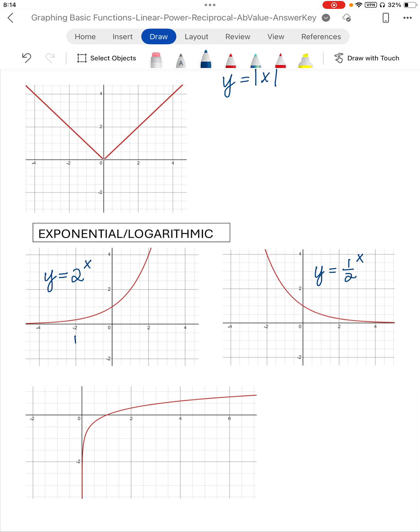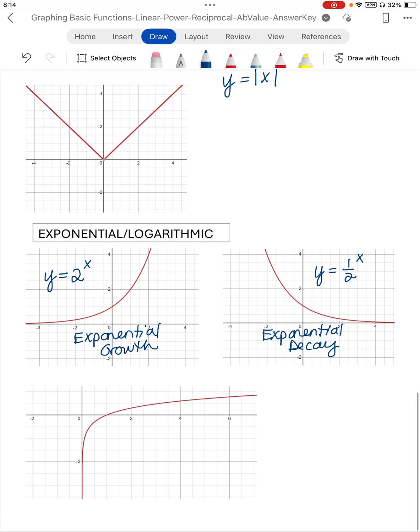This is what we would call exponential growth because it is increasing as it progresses, as the x values get larger. And then this one is considered exponential decay because as the x values get larger, the output values get smaller.